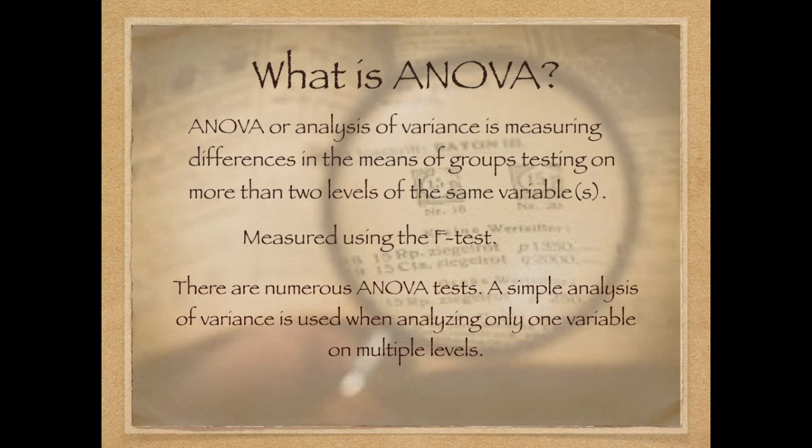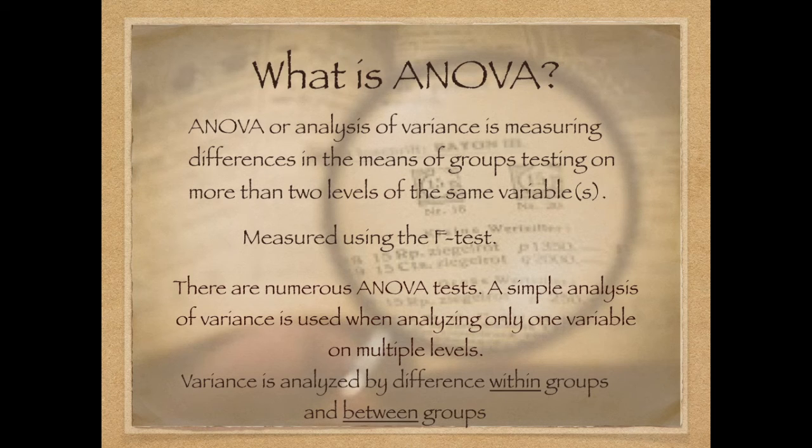This is when you analyze only one variable on at least two levels. When testing more than one treatment factor, a factorial design ANOVA would be used. Variance is analyzed as the ratio of differences within the groups, which represents differences in the individuals themselves, and the difference between groups, which is a result of the treatment.